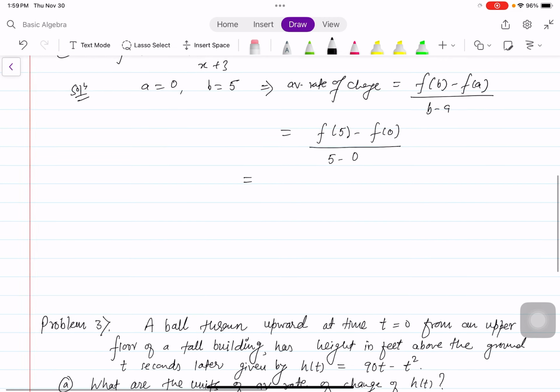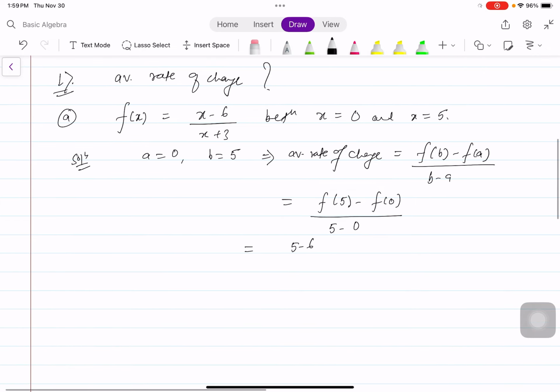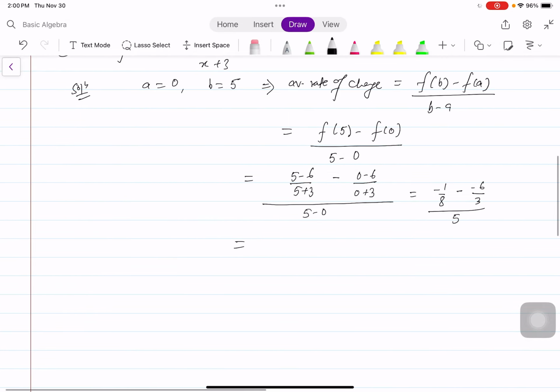We can find f of 5 and f of 0 separately and then plug in the values, or we can directly plug in. So what is f of 5? f of 5 is 5 minus 6 over 5 plus 3, minus 0 minus 6 over 0 plus 3, whole over 5 minus 0. This gives negative 1 over 8 minus negative 6 over 3, whole over 5. After simplification, which is not difficult, I will write negative 1 over 8 minus negative 6 over 3, over 5, and you make the denominators equal. You can simplify this whichever way you know how.